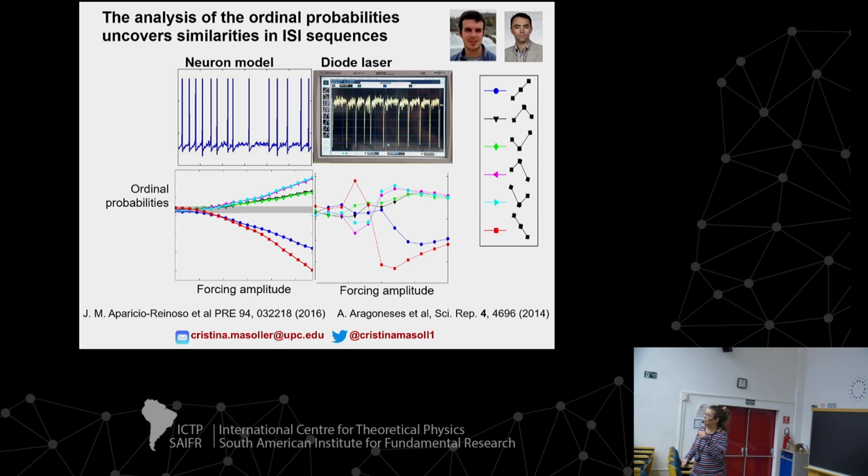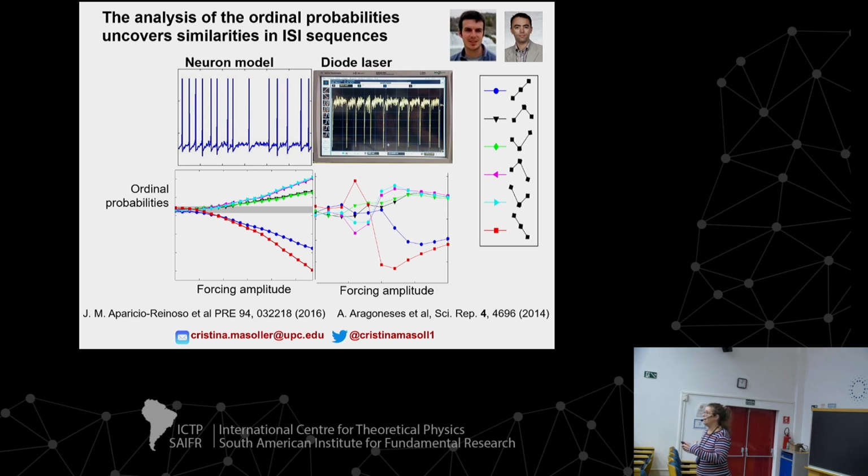We can apply a sinusoidal signal to the current of the laser. And if the forcing signal is large enough, we have the same behavior. We see that these two probabilities become less frequent, and these other four become more frequent, more probable. And more importantly, we see the same order. We see also that there are pairs of probabilities which have more or less the same values, clusters.